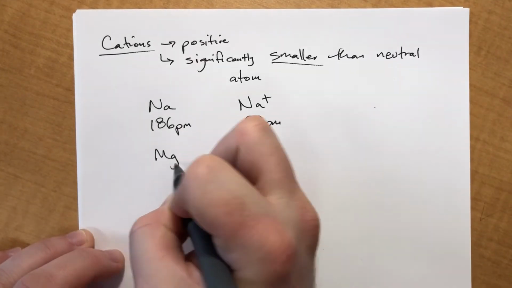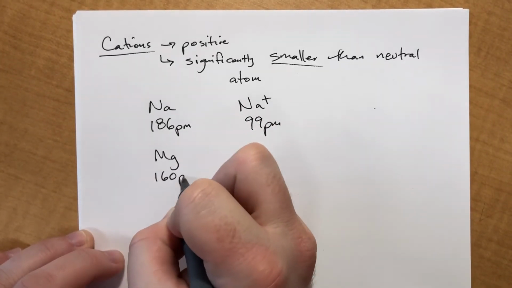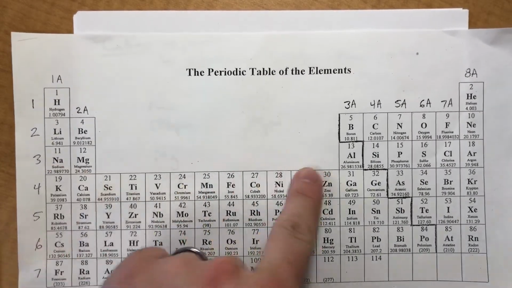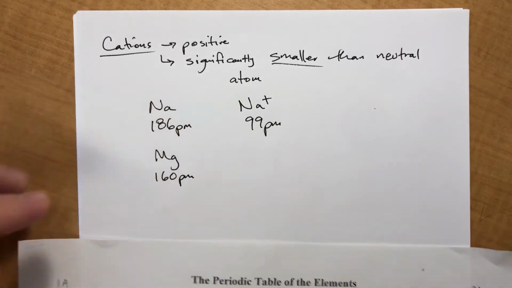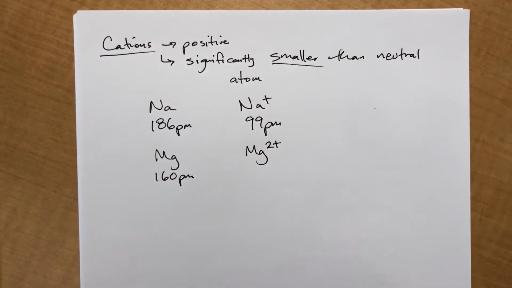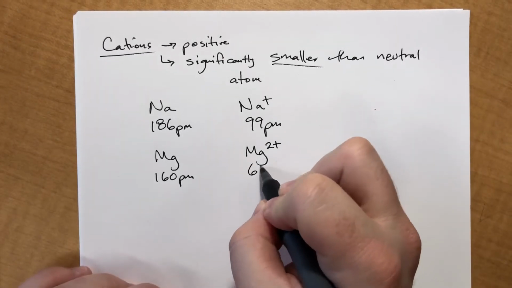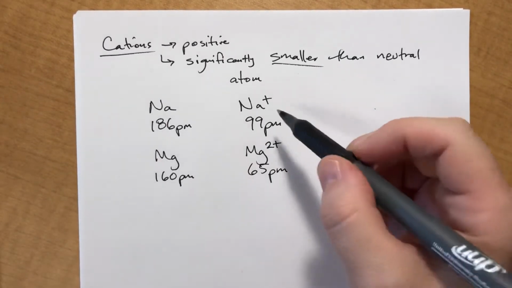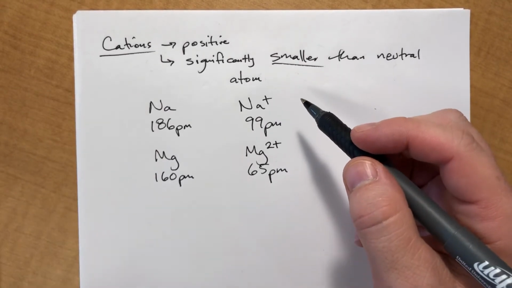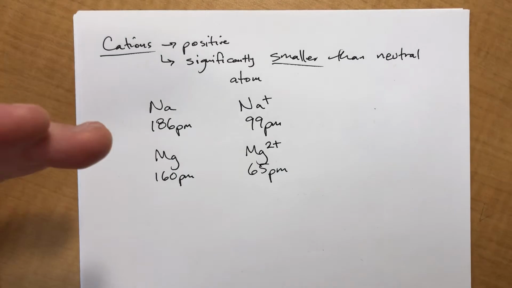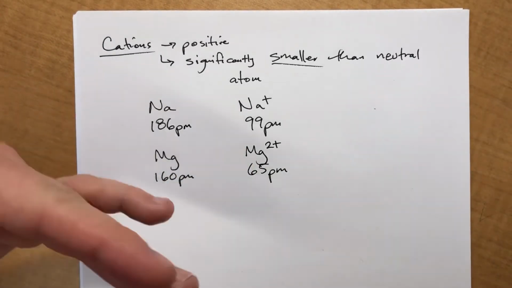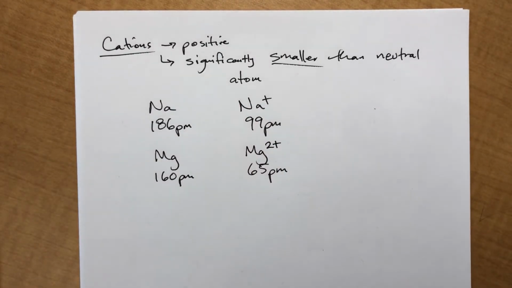If you have something like magnesium, its value is 160, because we expect things to contract as you go to the right, so magnesium is going to be a little bit smaller. You'll notice it's not a huge difference. Magnesium with a 2+ charge, because that's the expected answer, drops down to 65 picometers. So the effect of charge is more important than the up and down and left and right trend. In terms of order of importance, the charges are the most important factor, then the up and down trend, and then the left and right trend.